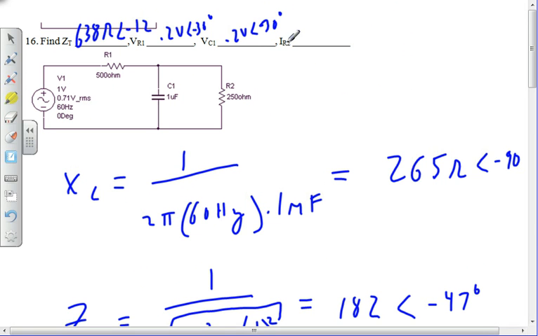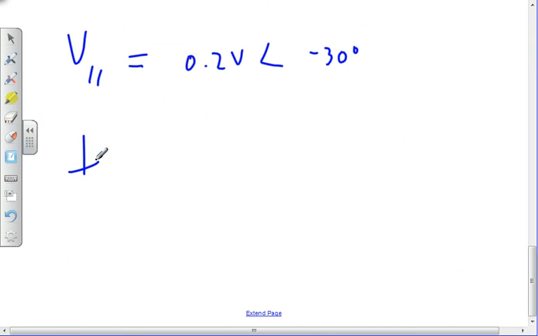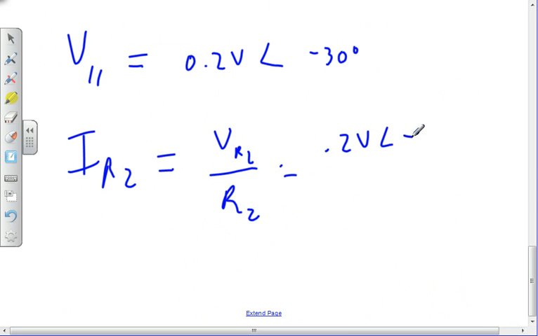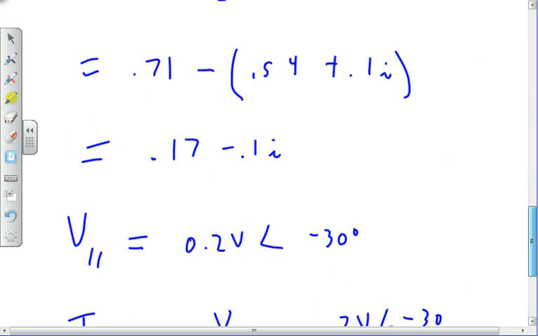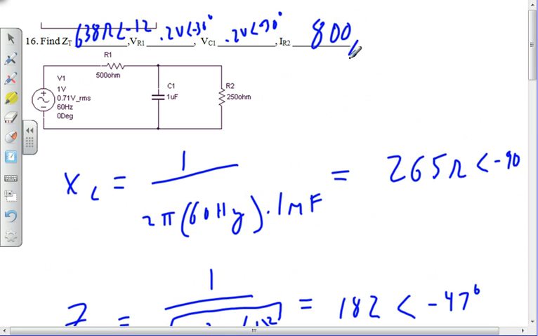And now we want the current through resistor 2. The current through resistor 2 is the voltage across resistor 2 divided by resistor 2. 0.2 volts angle minus 30 divided by 250. 0.2 divided by 250 is 800 microamps, angle minus 30. And I'll spot you the angles if you want me to.